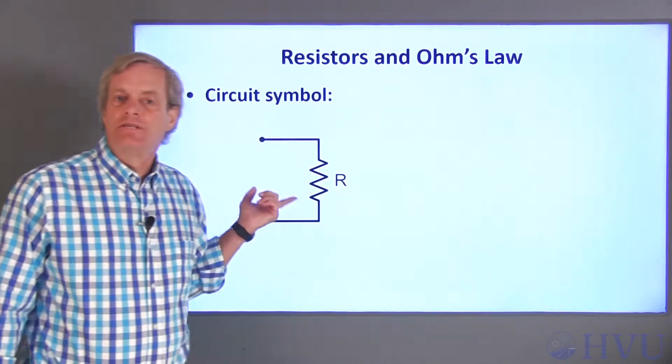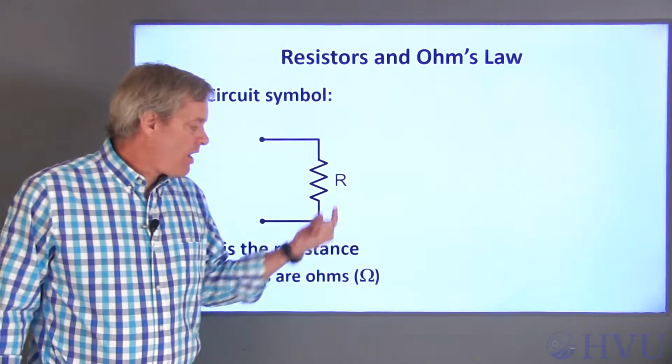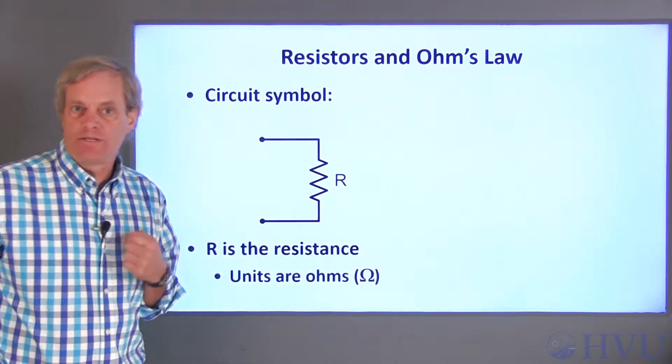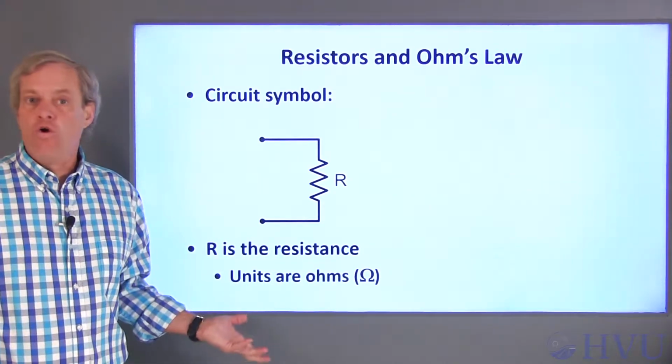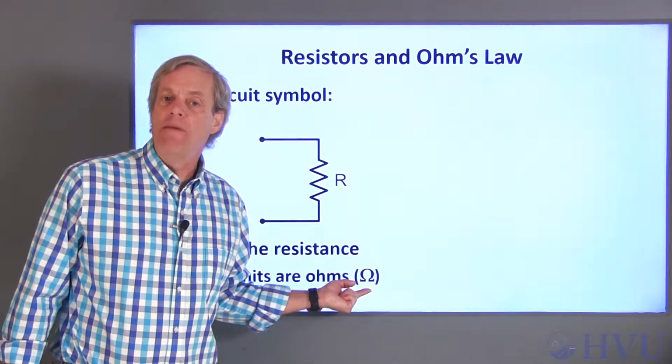Electrical circuit elements are described mathematically by the relationship between voltage and current at their terminals. The voltage-current relationship for resistors is called Ohm's law, which is the subject of this video. This is the circuit symbol for a resistor. R is the resistance of the resistor. The units of resistance are ohms, represented by the Greek letter omega.